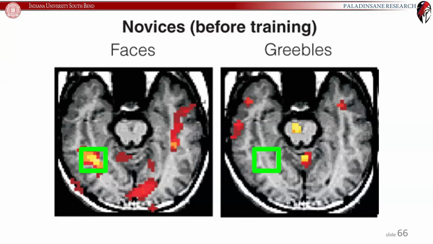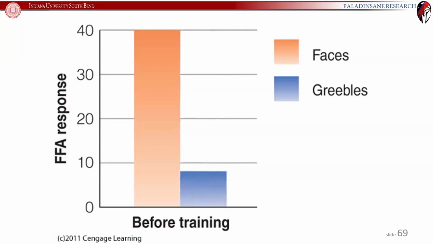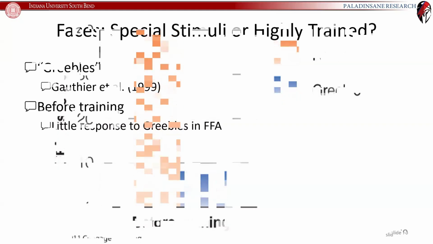And if we take a look at that in graph form, you take a look at the fusiform response, higher bars indicate greater activation. You take a look at faces. Faces had a large activation before training. You take a look at greebles. Greebles, not so much activation before training. Very small response in the fusiform face area. So that's to be expected because these greebles were not faces. What happened though after training?